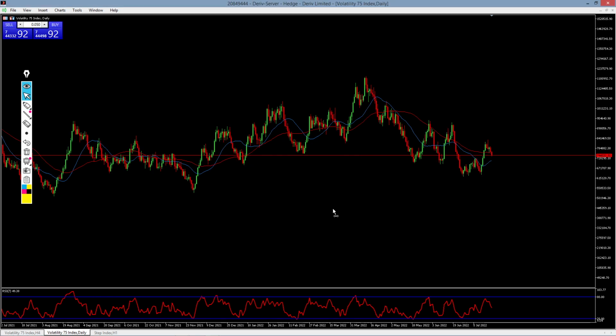So let me just zoom in. So here you guys can see I have the first trend line marked off right here. Right? This is my first trend line. Let me just mark it like this as well.